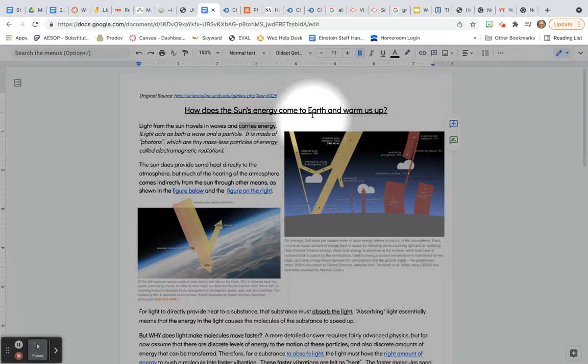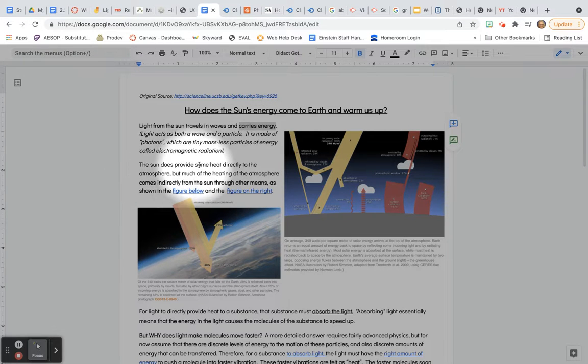How does the sun's energy come to Earth and warm us up? Light from the sun travels in waves and carries energy. Light acts as both a wave and a particle. It is made of photons, which are tiny massless particles of energy called electromagnetic radiation. You don't need to know this part, but if you're interested, there it is.